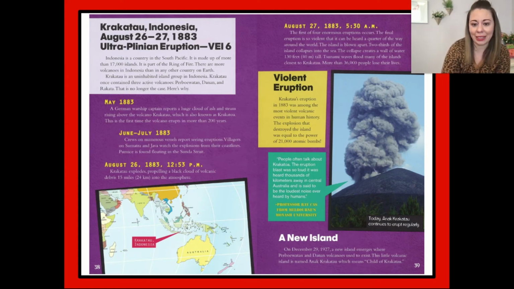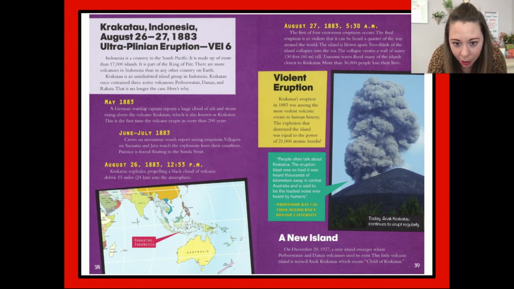And then a new island at the bottom of the page. On December 29th, 1927, a new island emerges where Perbuatan and Danan volcanoes used to exist. The little volcanic island is named Anak Krakatoa, which means child of Krakatau.